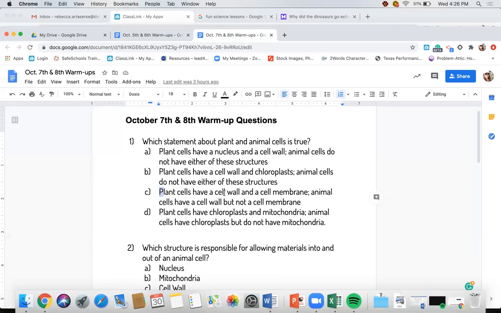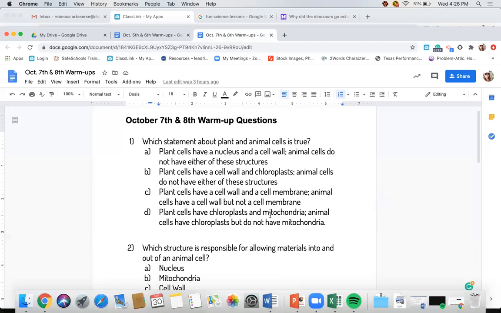C, plant cells have a cell wall and a cell membrane. That's true. They have a cell membrane and a cell wall. Animal cells have a cell wall, but not a cell membrane. It's vice versa. Animal cells have a cell membrane. They don't have a cell wall. So C is incorrect.